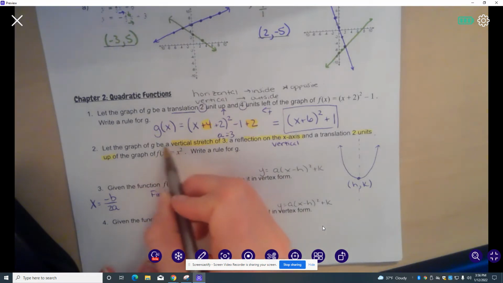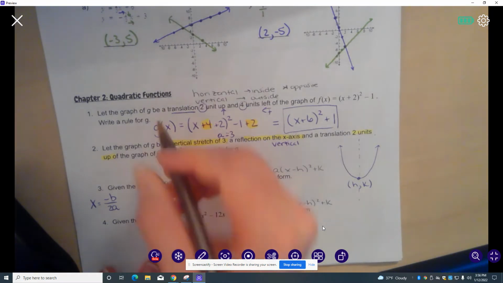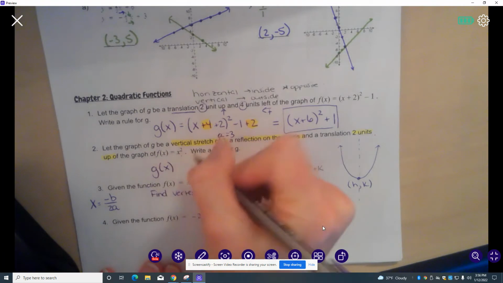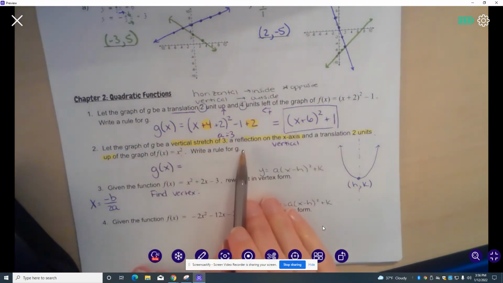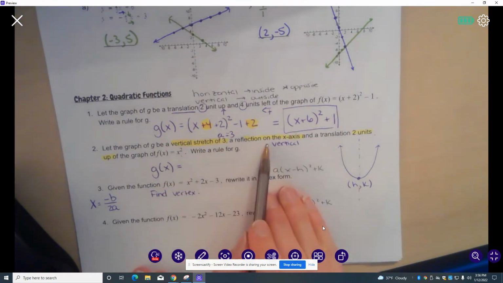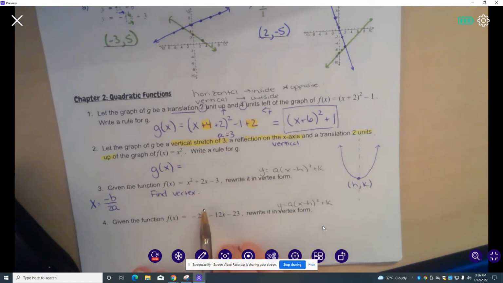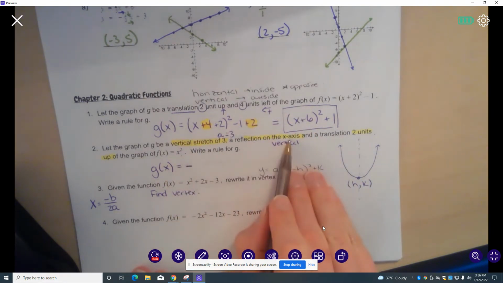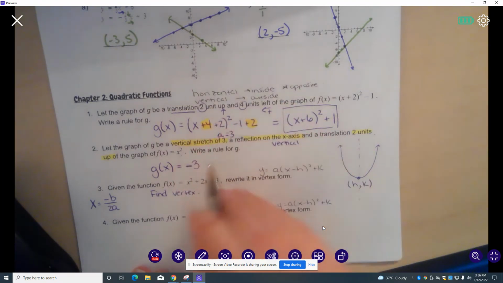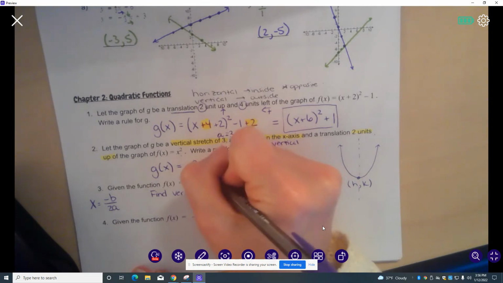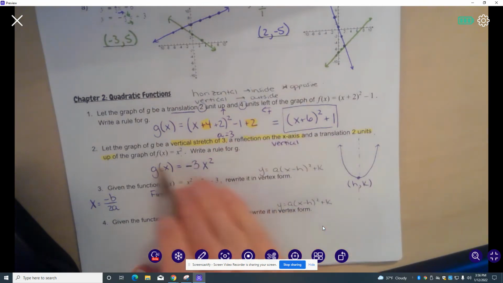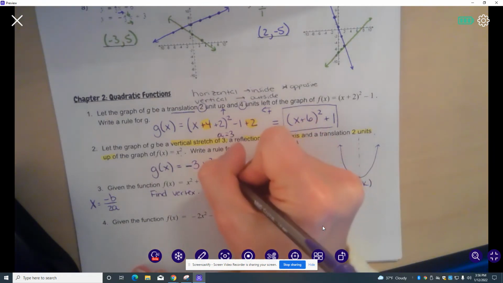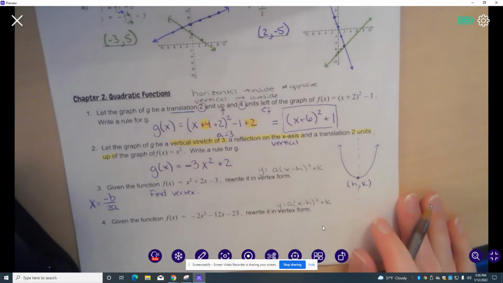So my original function is f of x equals x squared. So g of x will be equal to, remember, we're going to have a reflection and a vertical stretch. So there's going to be a negative on the outside from the reflection and the vertical stretch of 3. We're multiplying by 3. Okay. X squared, and then we're going to add 2 on the end for that translation up.